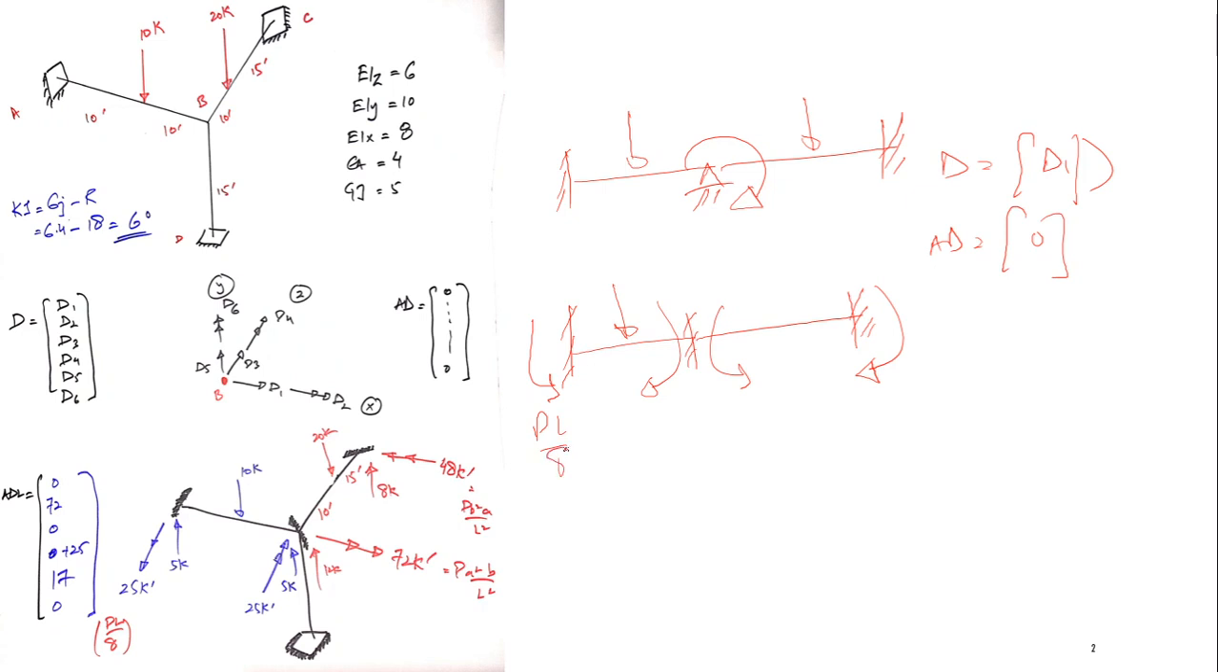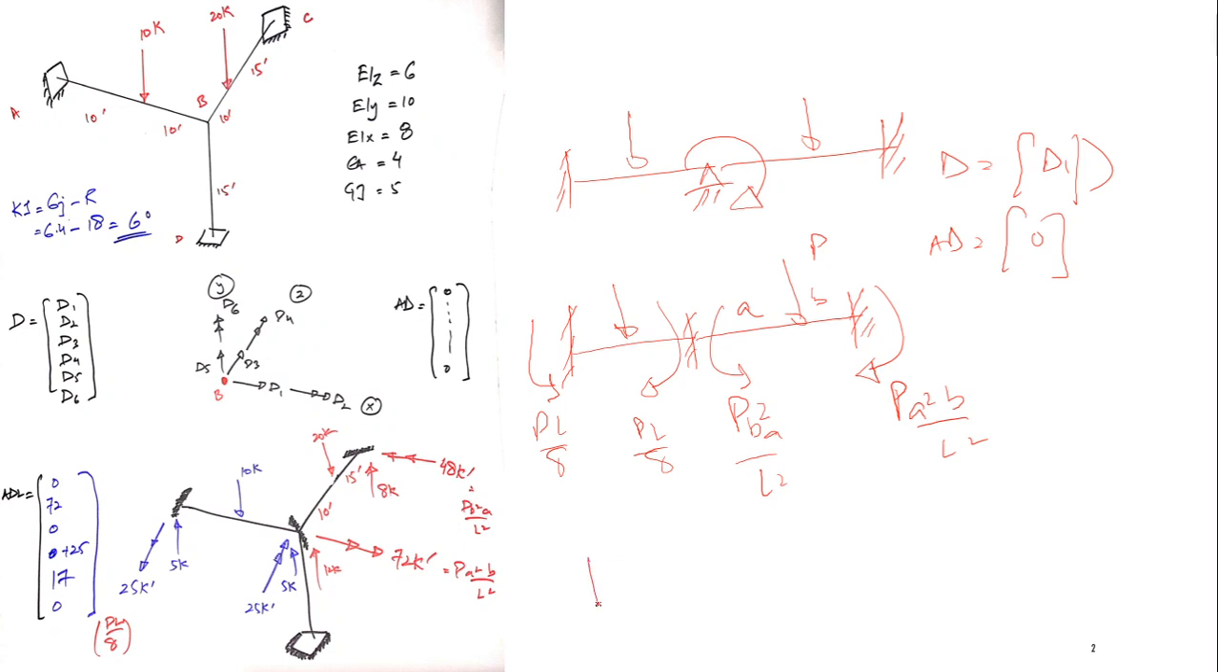And for example, if I have a point load resting on the midpoint, then it would be PL by 8 and PL by 8. And what if this P load is resting at a distance A from the left and B from the right? Then this would be equal to PB square A by L square, and this would be equal to PA square B by L square.